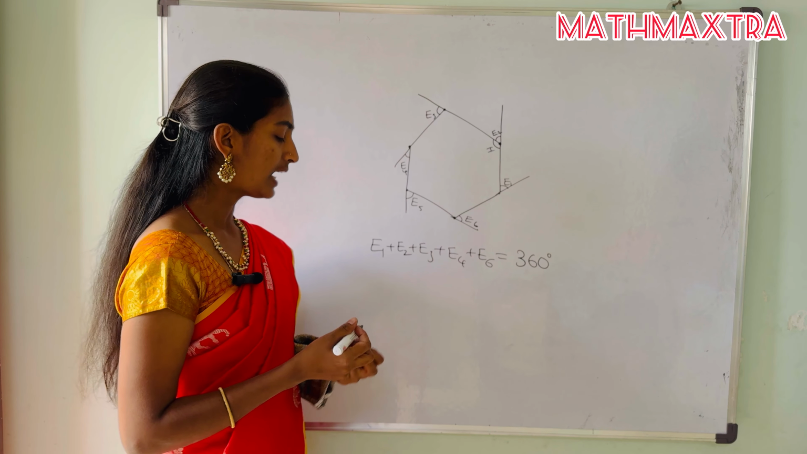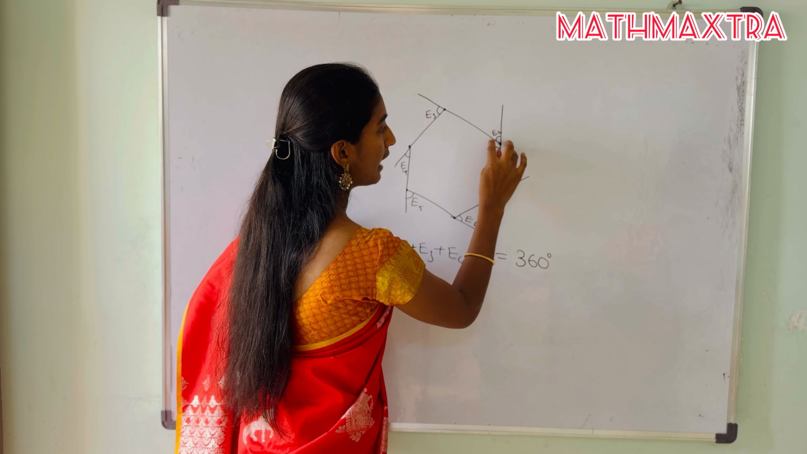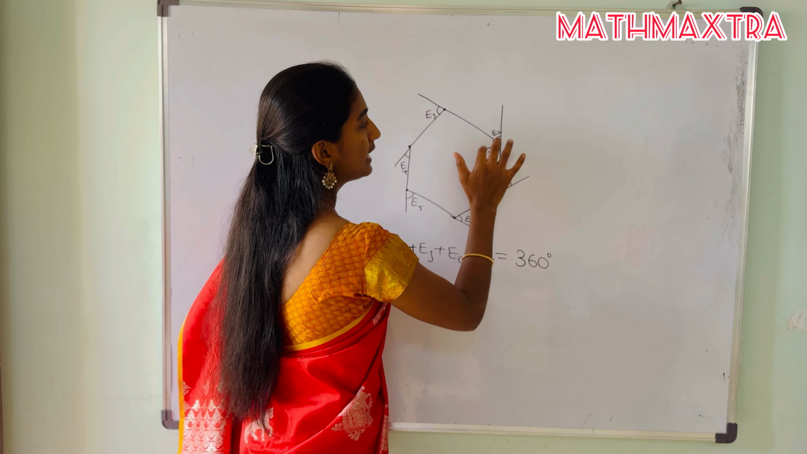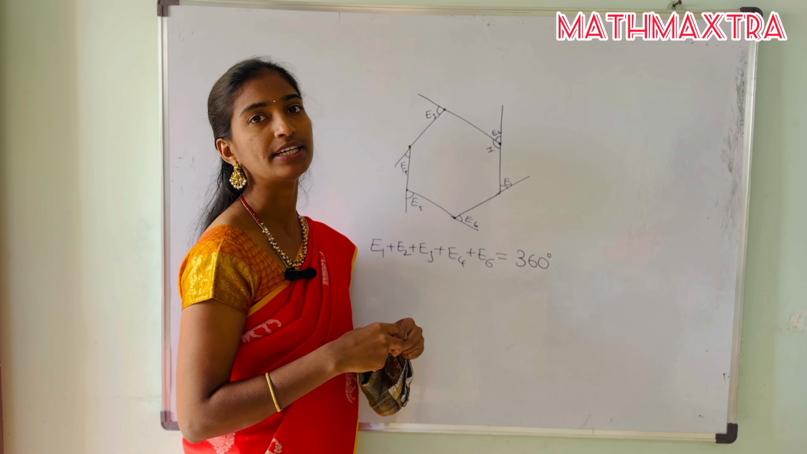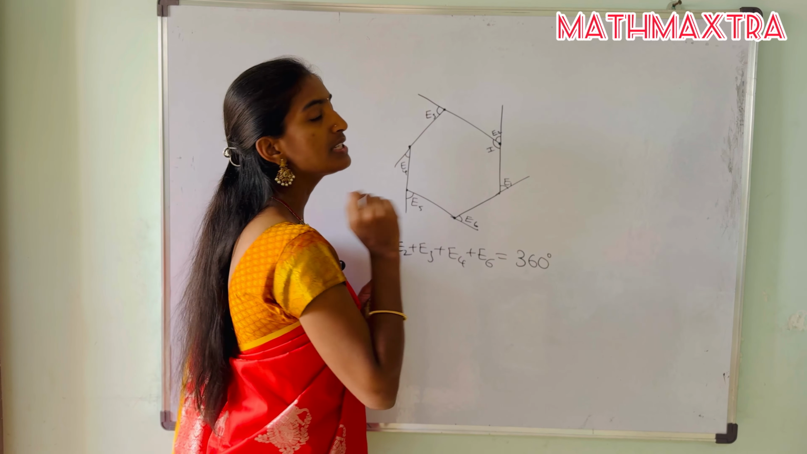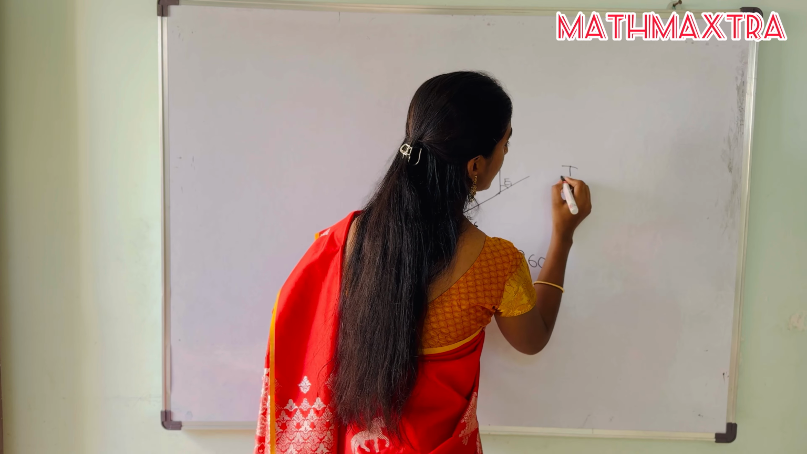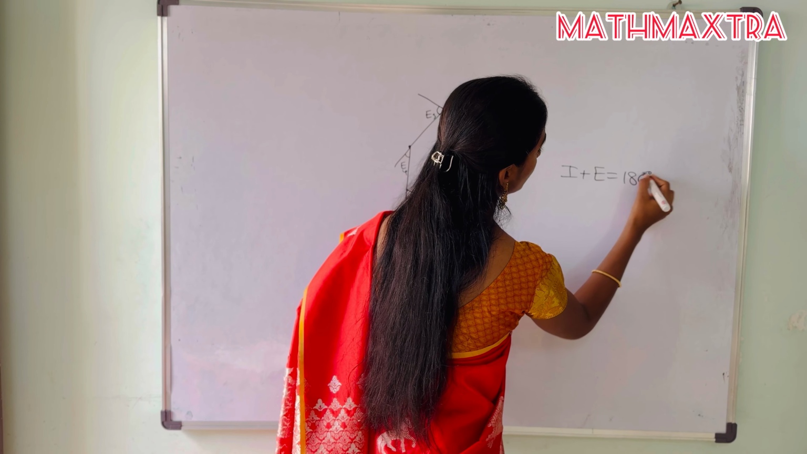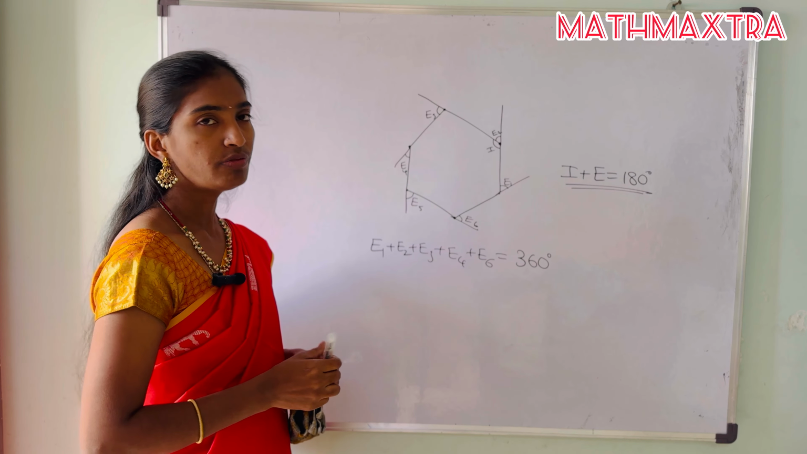360 degrees. And another property: at each vertex we have an interior angle and an exterior angle. So both the interior and exterior angle at each vertex are always supplementary. Yes, they are always supplementary to each other, which means the sum of the interior angle and exterior angle is always equal to 180 degrees. This is one more property of polygons.